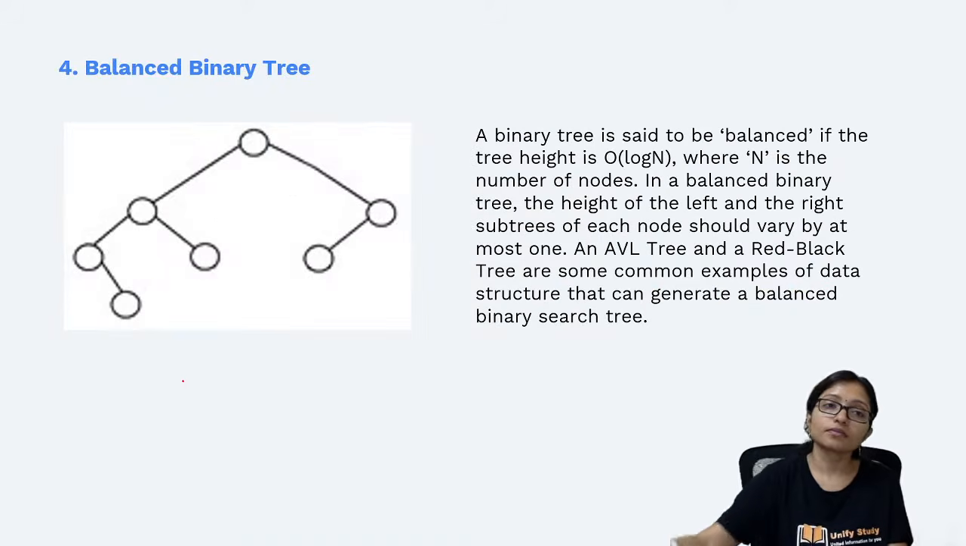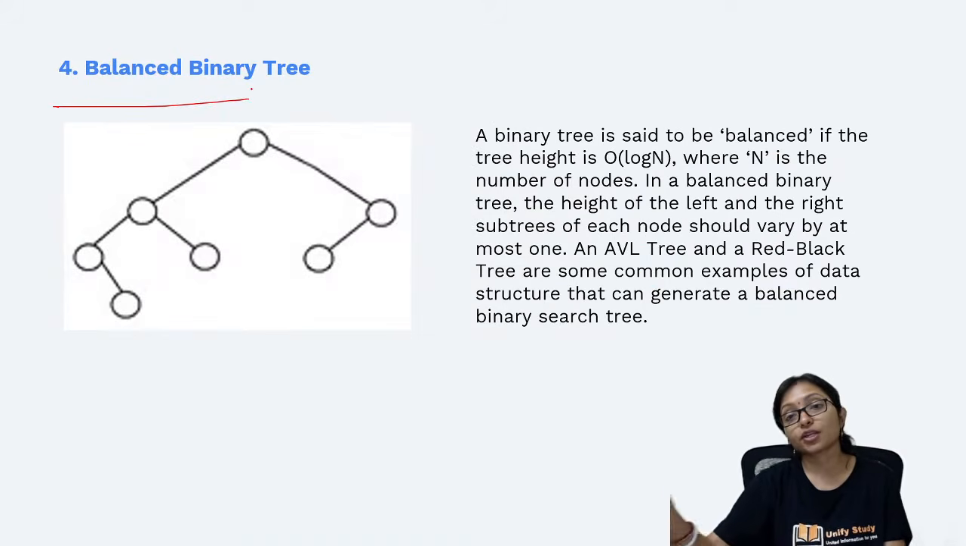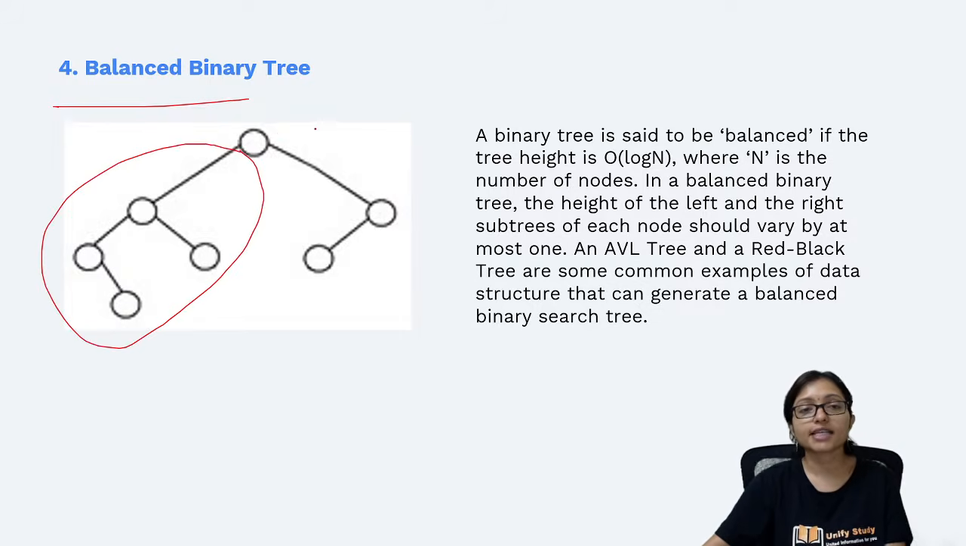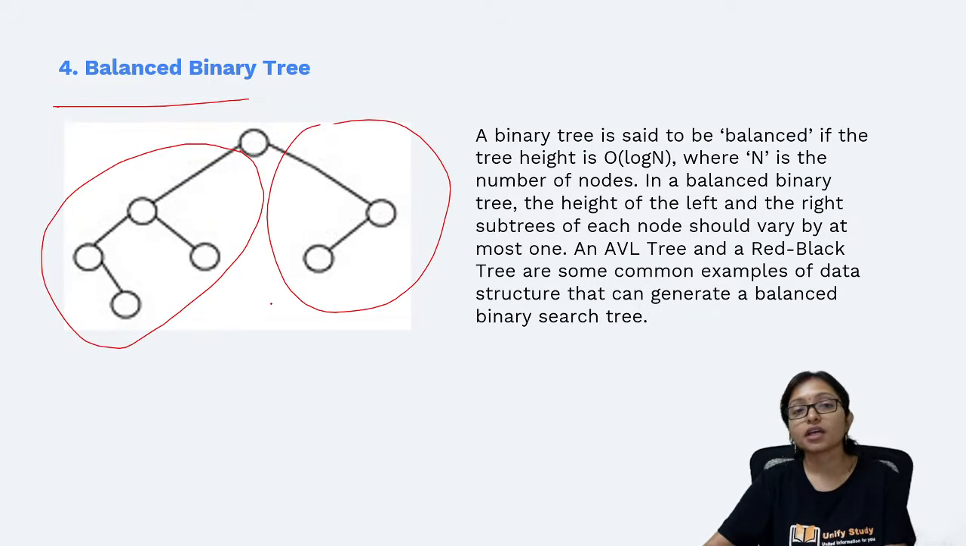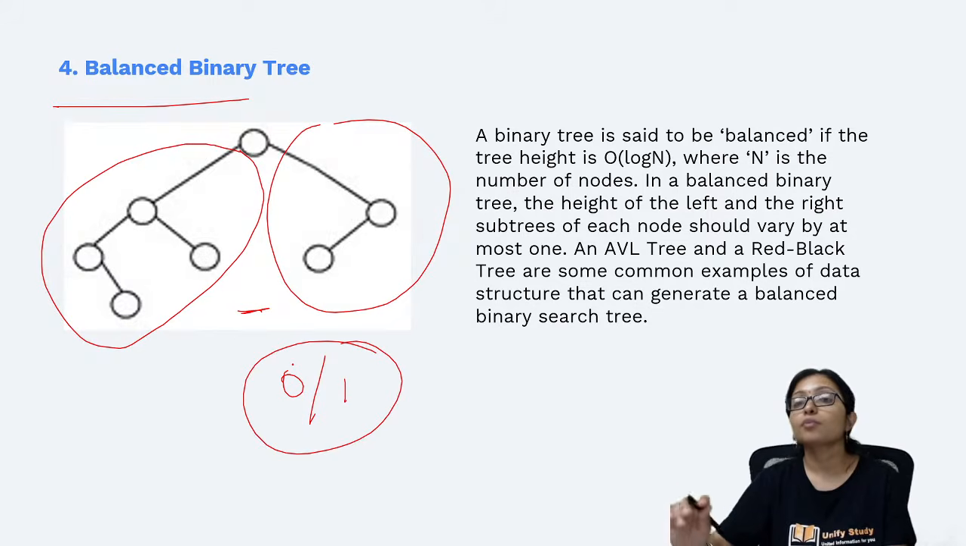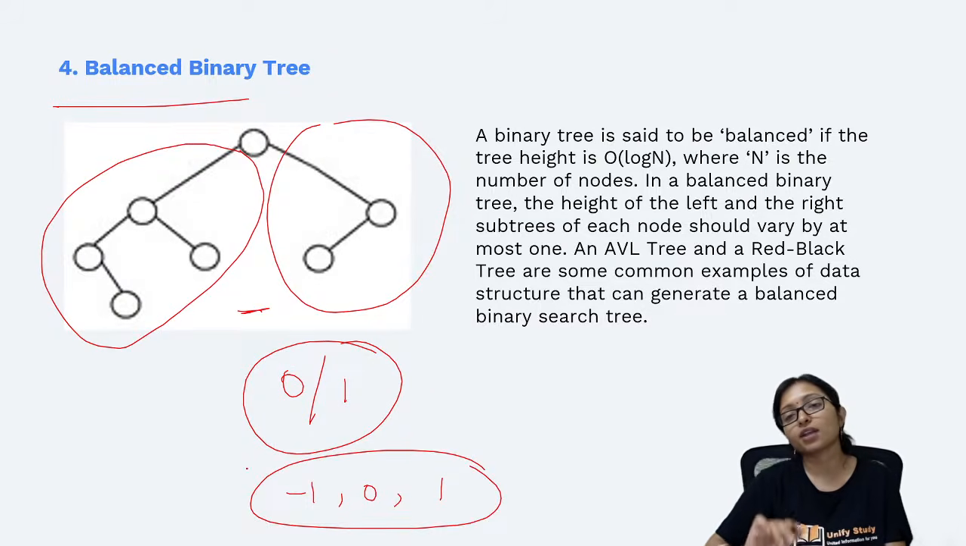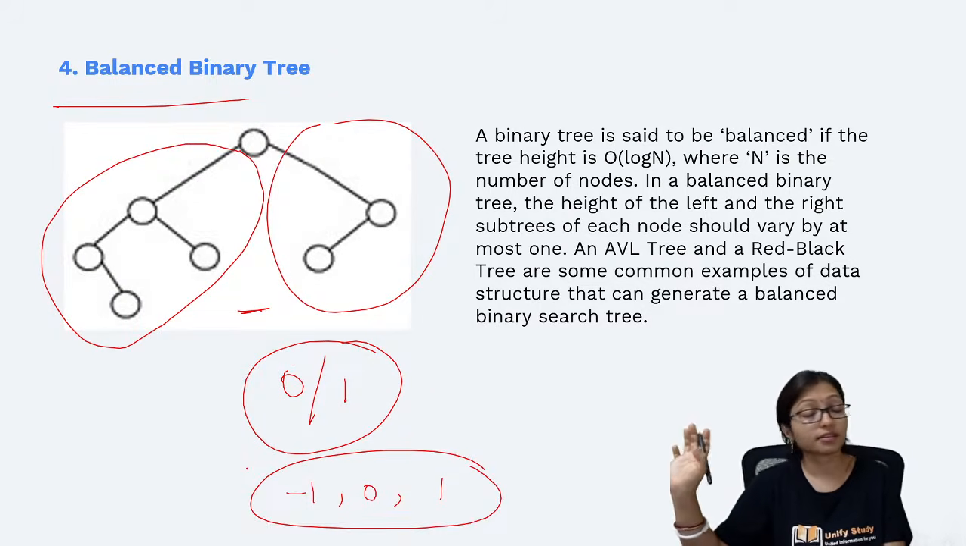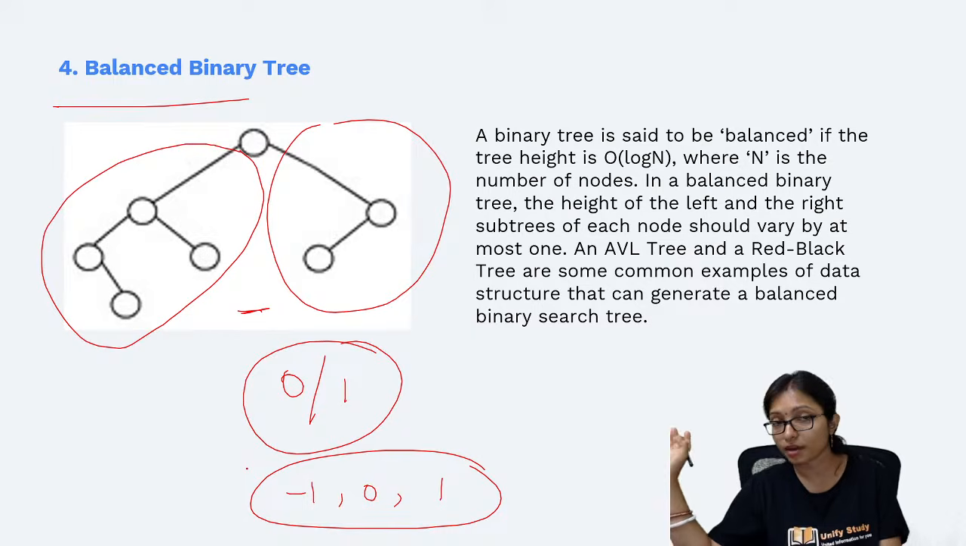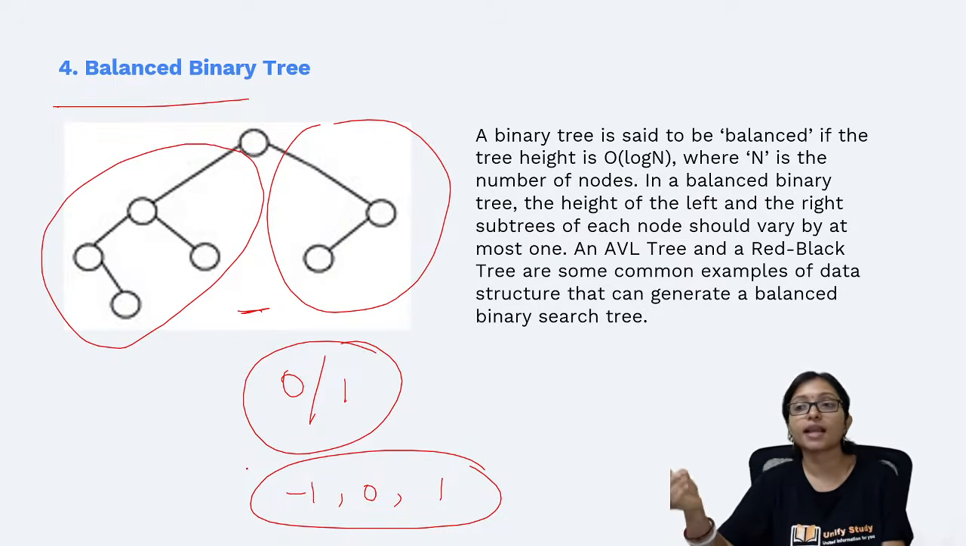Okay. Next is the balanced binary tree. What is the main concept of a balanced binary tree? The main concept is that the difference between the height of the right subtree and the left subtree will always be either 0 or 1. It cannot be more than 1. Sometimes it is stated as minus 1, 0, or 1. These are the values. Other than that, any other values are not accepted in a balanced binary tree.